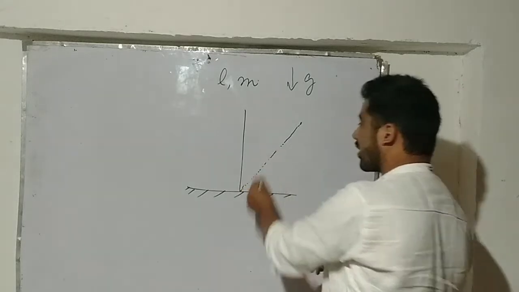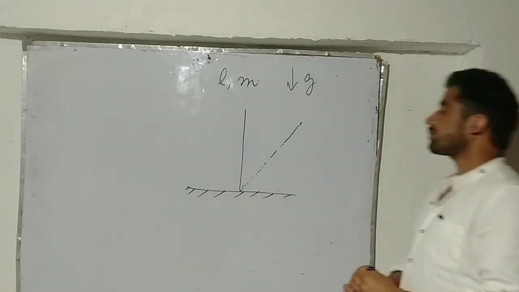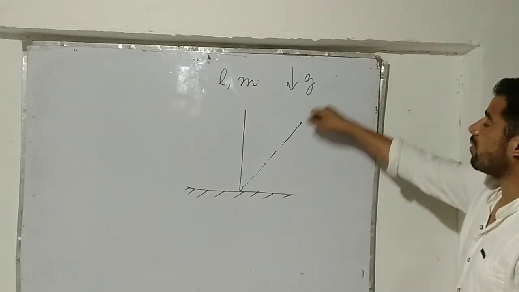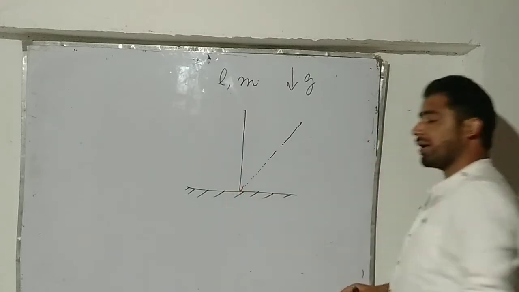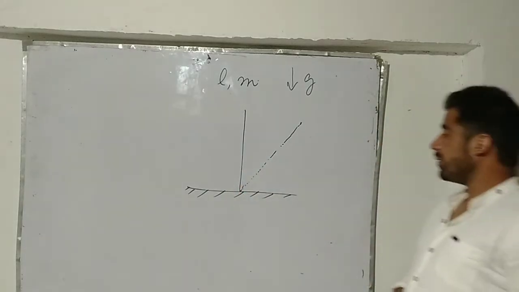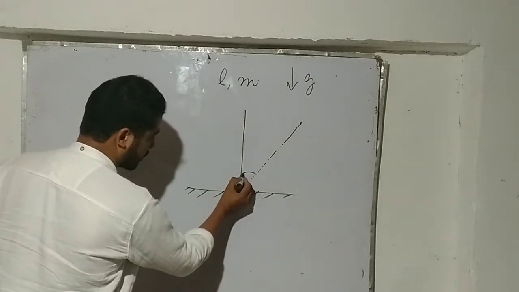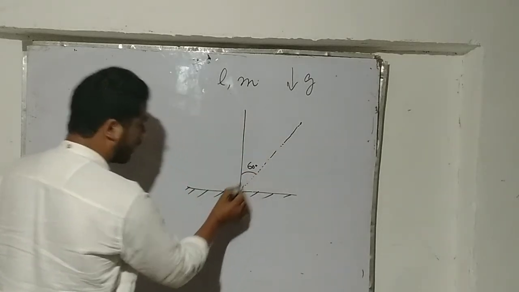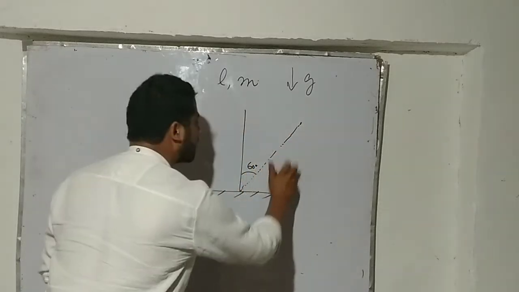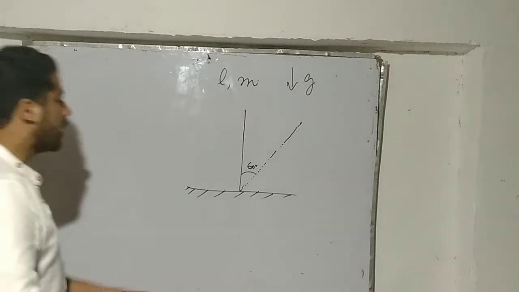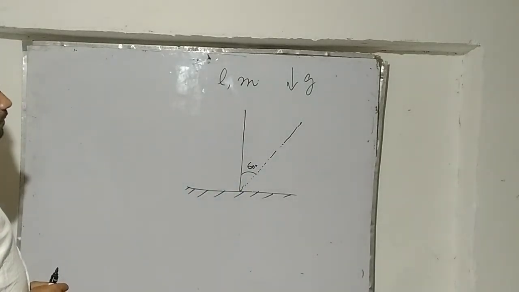I just draw here the dotted line. This dotted line represents the new position of the rod. As the rod falls under gravity and turns about its pivoted end, when it reaches here, it makes an angle theta relative to this vertical. At some particular instant of time, it makes an angle of 60 degrees with respect to this vertical.